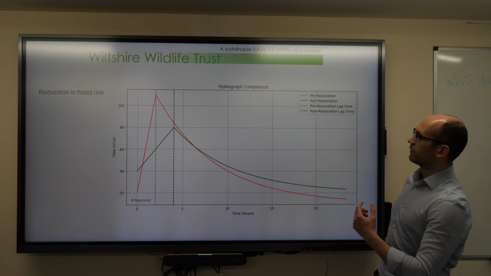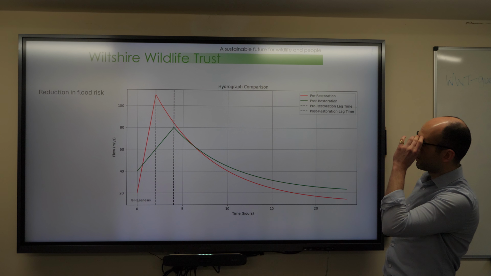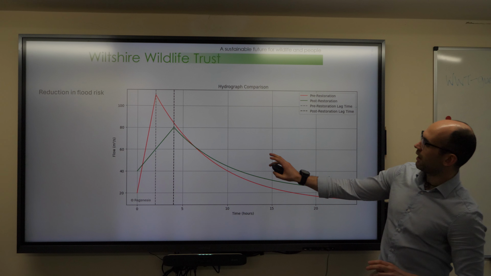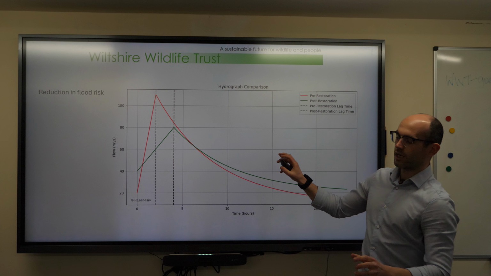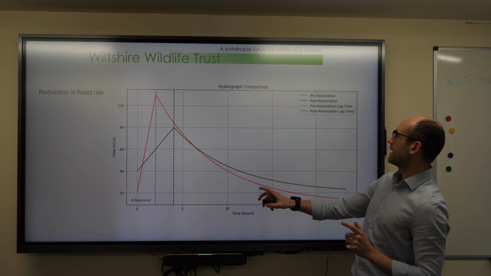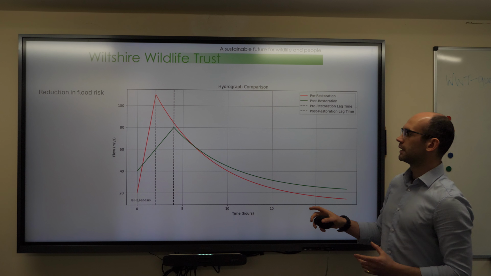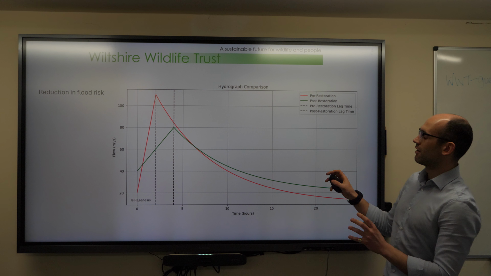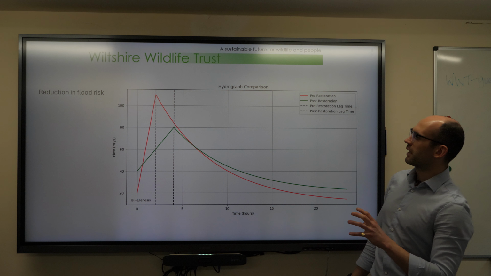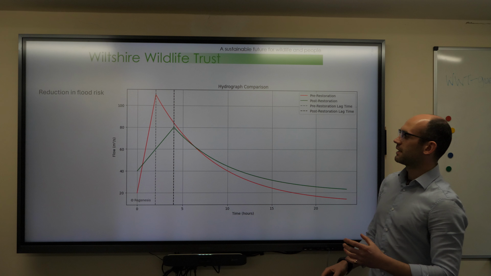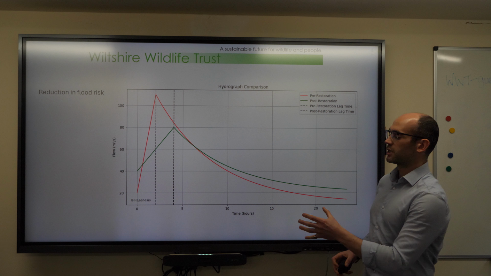Again, we touched on reduction in flood risk. So these two lines are a pre and a post intervention hydrograph. So the red is pre-restoration, so pre-natural flood management intervention deployment, and the green is after. So what you can quite clearly see is that the peak discharge in that stream is lower, and it is also quite a bit later as well.